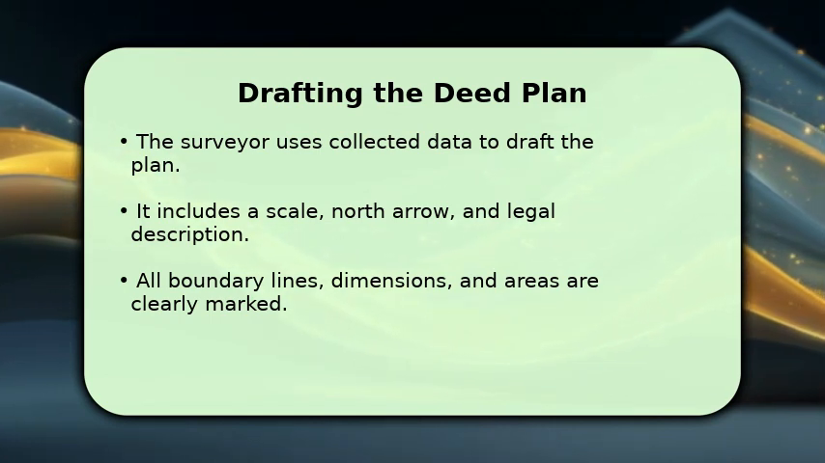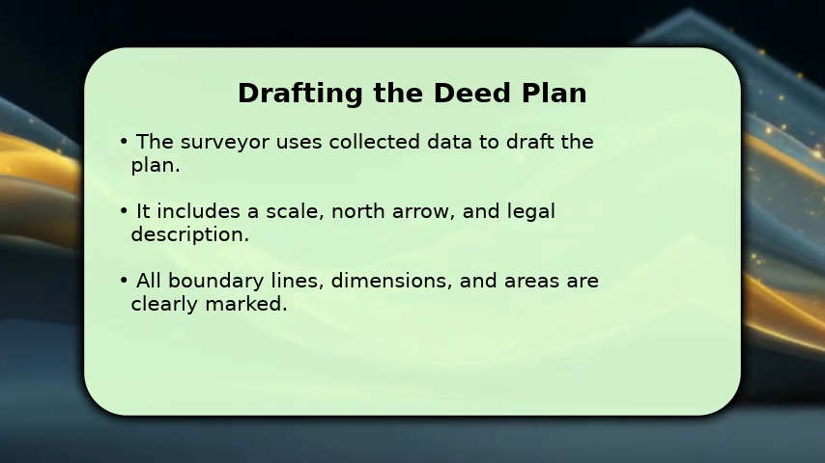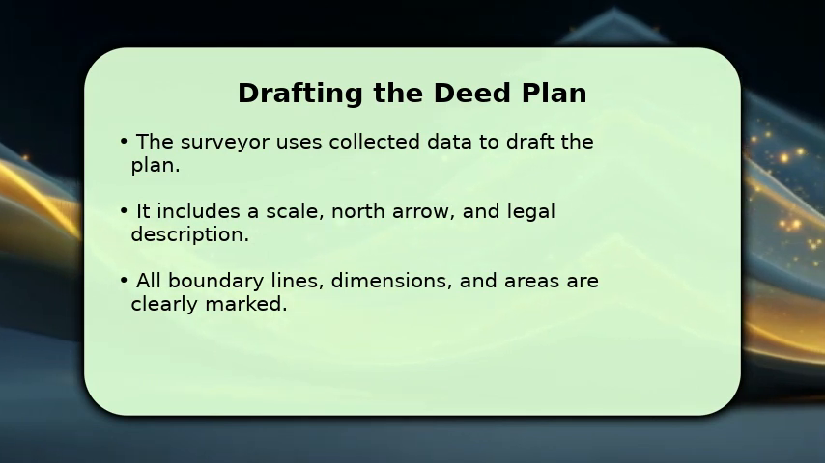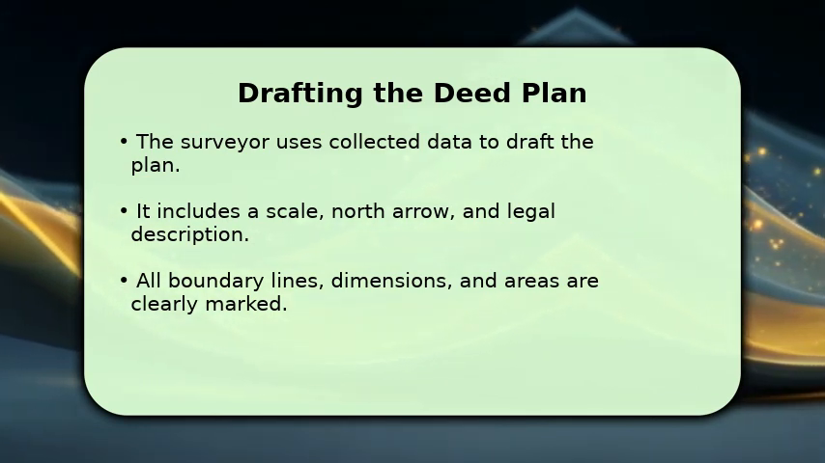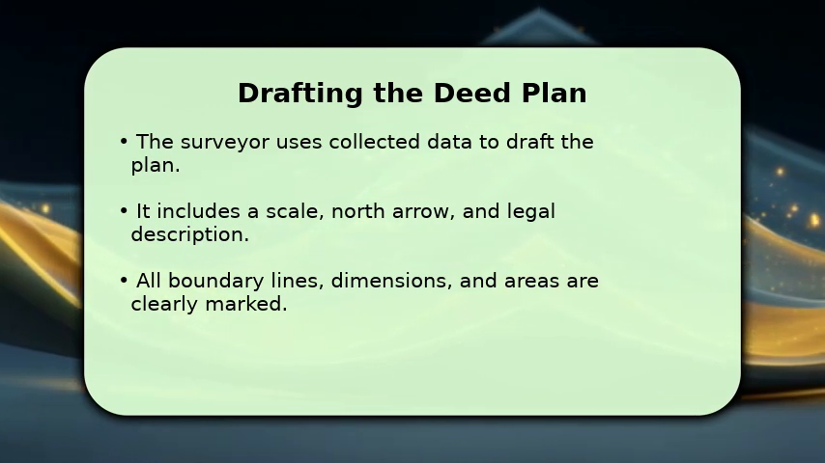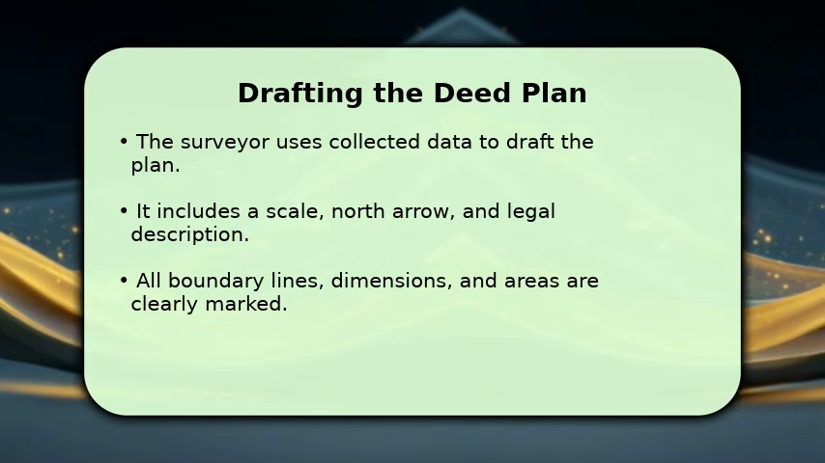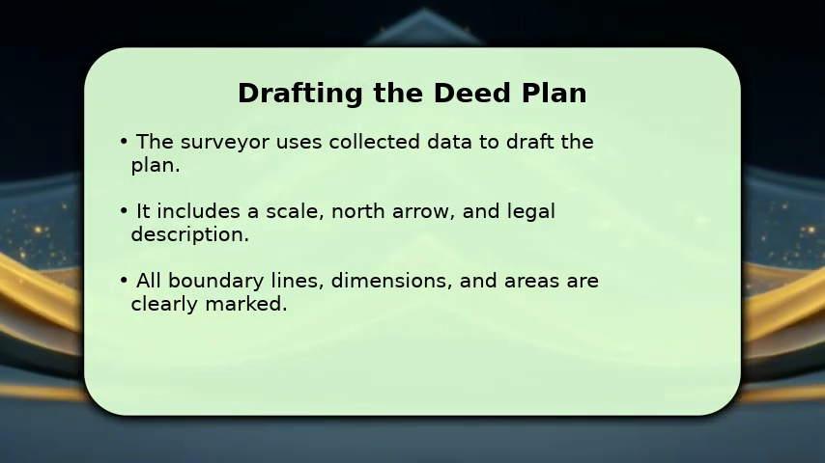The plan will clearly indicate the scale, a north arrow, and a detailed legal description of the property. Every boundary line, its exact length and bearing will be shown, along with the total area of the parcel. Any easements, rights-of-way, or potential encroachments are also meticulously depicted.